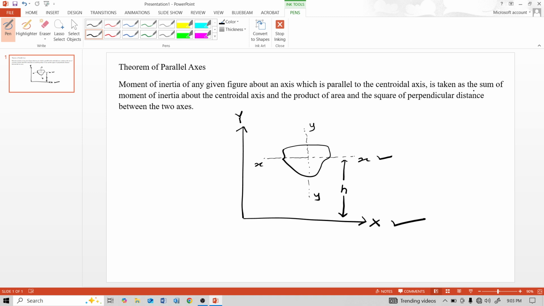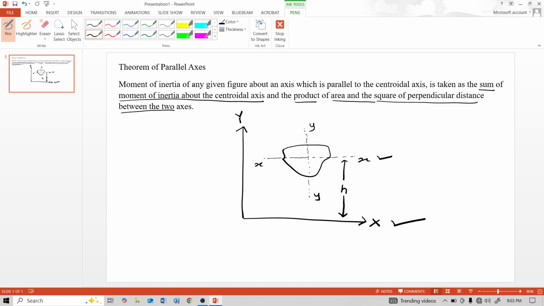Is taken as the sum of moment of inertia about the centroidal axis, and the product of area and the square of perpendicular distance between the two axes.